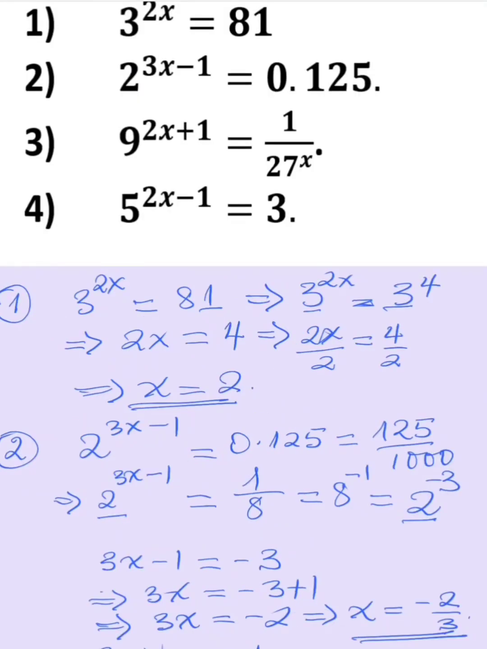For the last question, number 4, we have 5 to the 2x minus 1 equals 3. It's difficult to have 3 raised to a certain power to give 5. So in this case, we rely on logarithms whereby we take log to base 10, preferably of both sides. Before doing that, it is good to first simplify the left hand side to avoid complications.